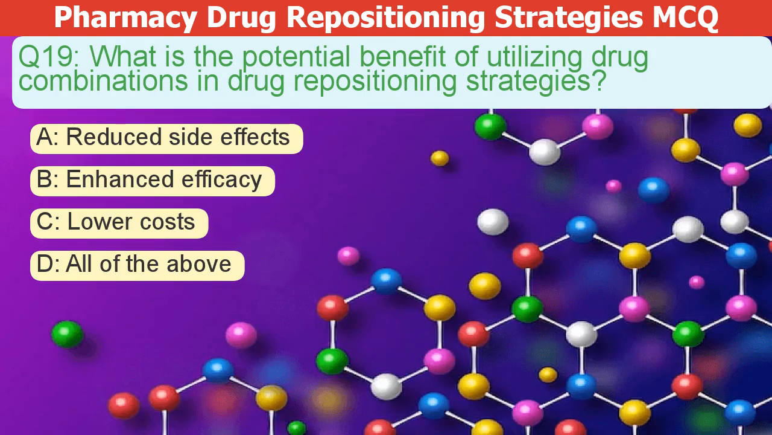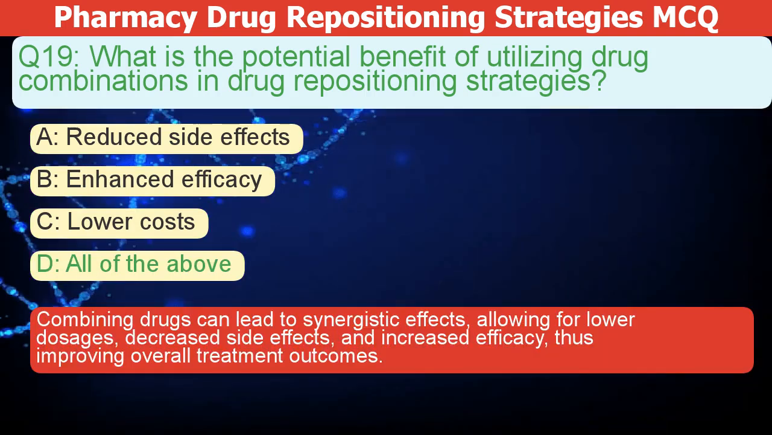What is the potential benefit of using drug combinations in drug repositioning strategies? A. Reduced side effects. B. Enhanced efficacy. C. Lower costs. D. All of the above. The correct answer is D.